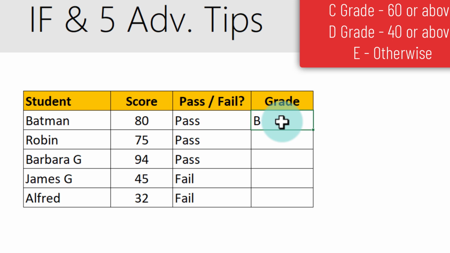For example, Batman's grade is B. To see the other people's grades, you can just drag this down, and then you will get all the possible values here. This is one way of writing the formula. I'm going to show you one more technique using the ifs function.